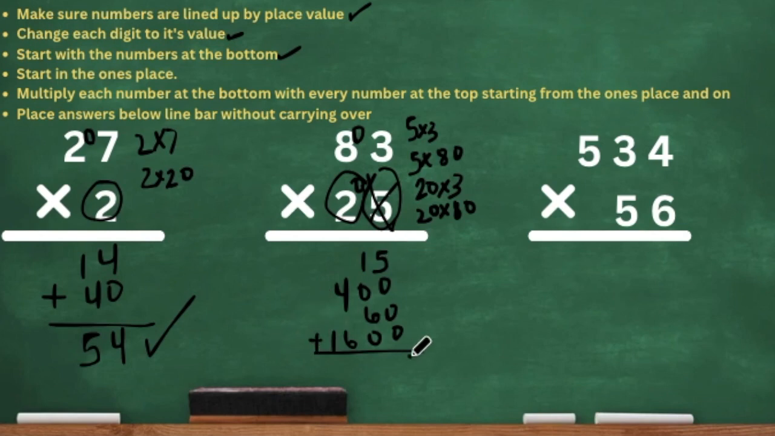5 plus zeros is 5, and then 1 plus 6 is 7. 4 plus 6 is 10. 0, carry 1. 1 plus 1 is 2. So my final answer is 2,075.